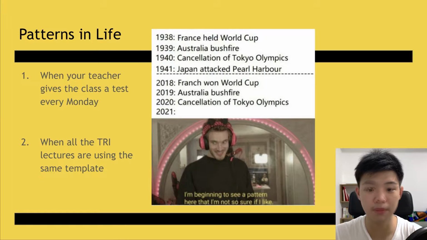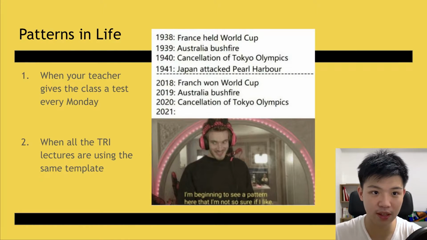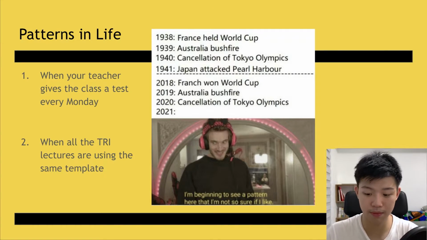You would know that the next lecture will also be using the same template, simply because it's a pattern. As you can see in this meme, PewDiePie is also talking about a pattern, since these things have happened before, so we can predict that in 2021, something bad will happen. We now know that this is not true, which is why this is just simply a meme.